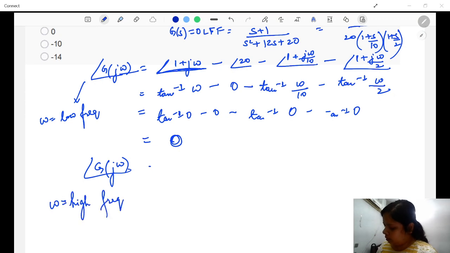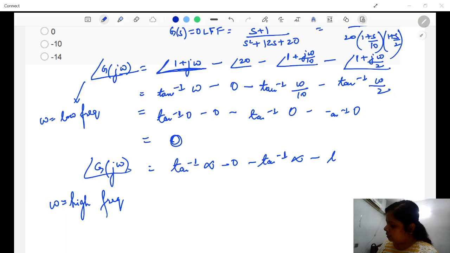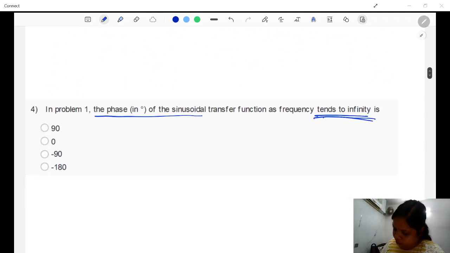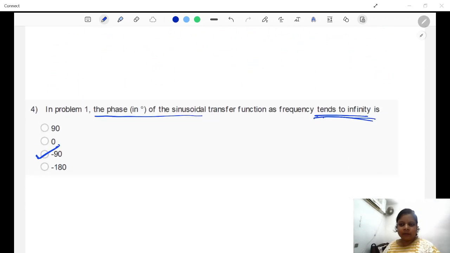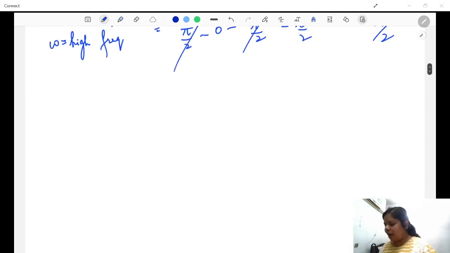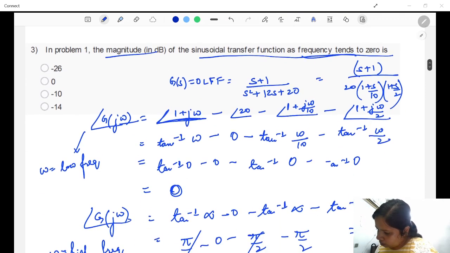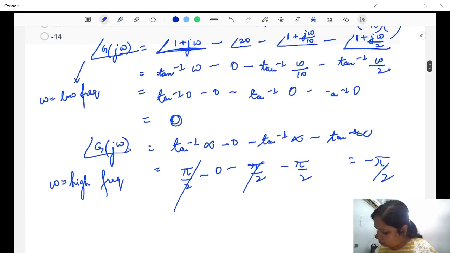If omega is high frequency, you'll get tan inverse infinity minus 0 minus tan inverse infinity minus tan inverse infinity. It would be pi by 2 minus 0 minus pi by 2 minus pi by 2, right? Cancelling these both terms, you'll get minus pi by 2. So the angle as the frequency tends to infinity is minus pi by 2. Make sense? Now we'll see for the magnitude, as the frequency tends to 0. All right. So as frequency tends to 0, what would be the magnitude?